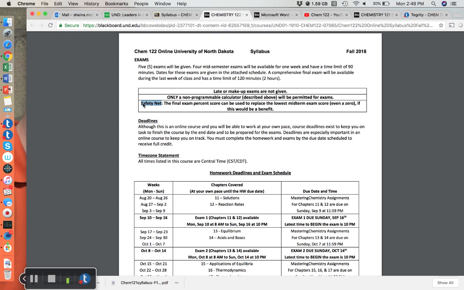And so this sometimes is enough to boost your grade up a letter grade, but not always. This is something I'll take a look at for everybody at the end of the semester, but if you have any questions on it, please let me know. I will only apply the safety net if it benefits you. Absolutely, I will not apply it if it hurts you.